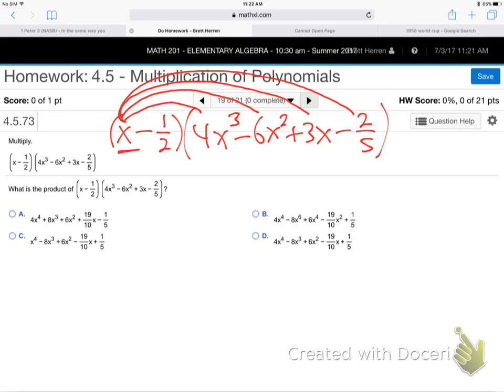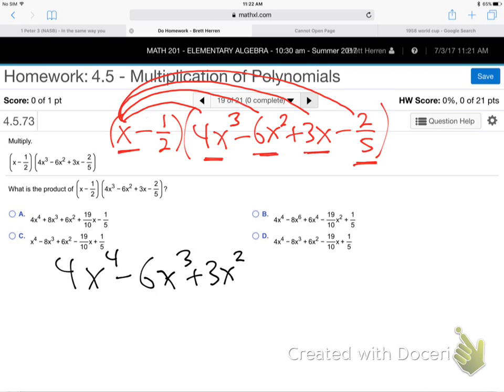So that first x goes to all four. Good. That x goes to all four. And so what do we get? 4x to the fourth minus 6x to the third plus 3x squared minus 2/5 x. He's done. So far, so good? So that x goes to all four.